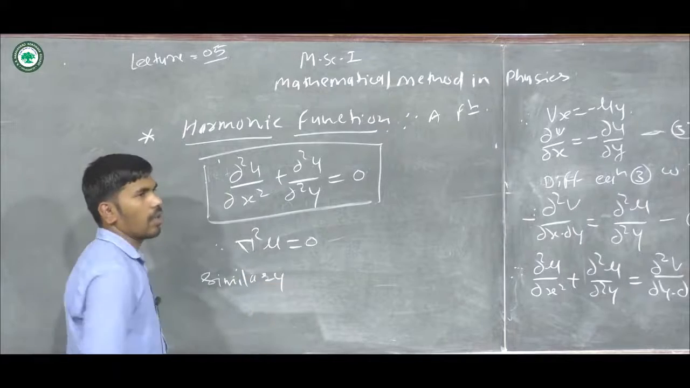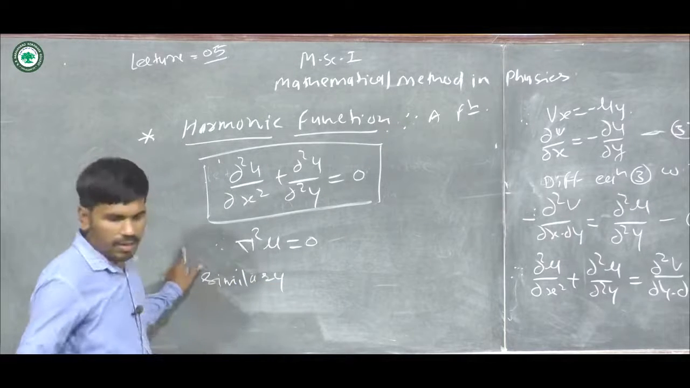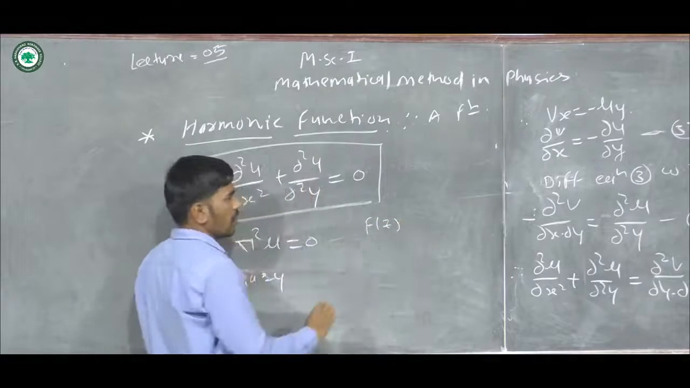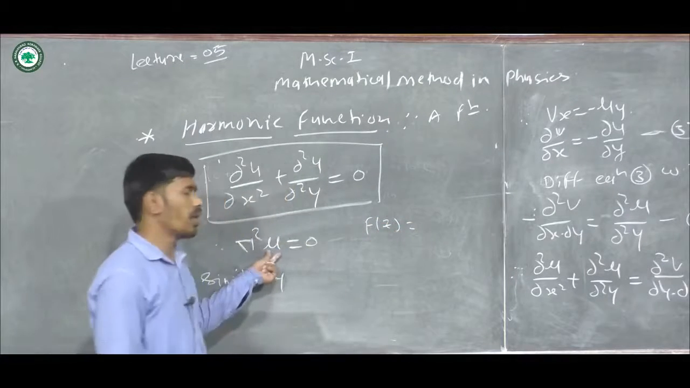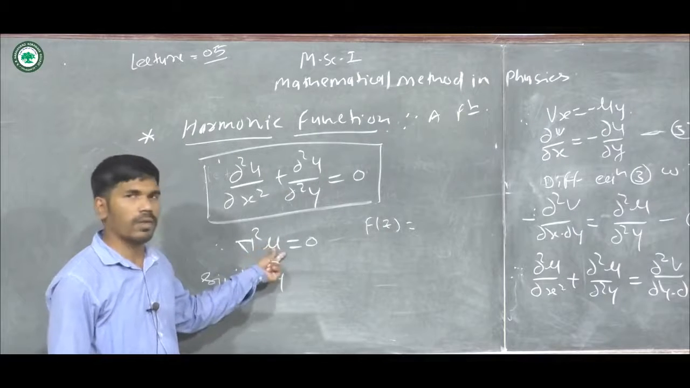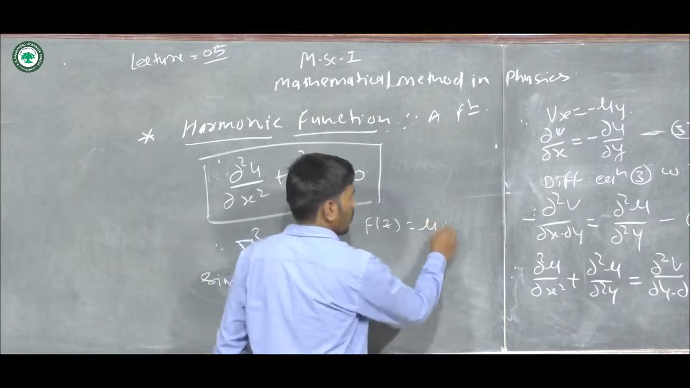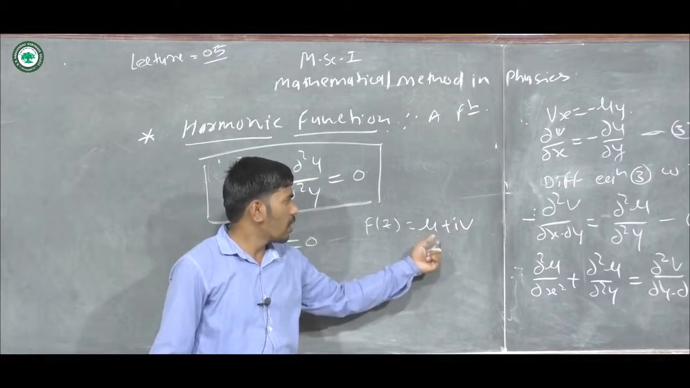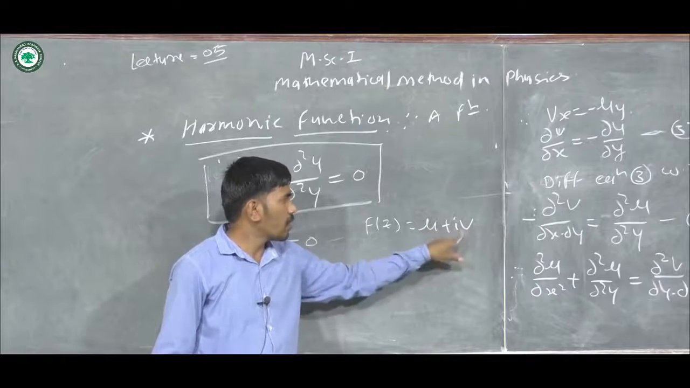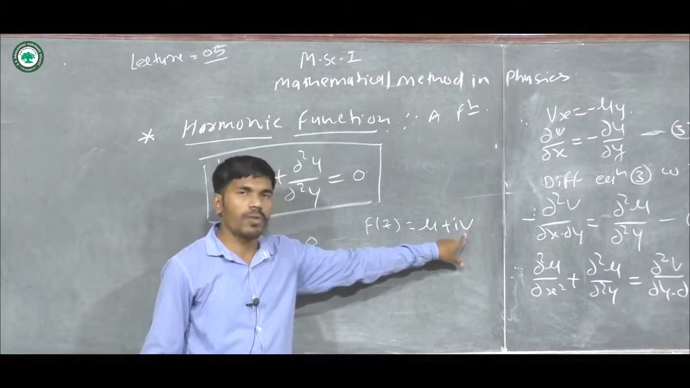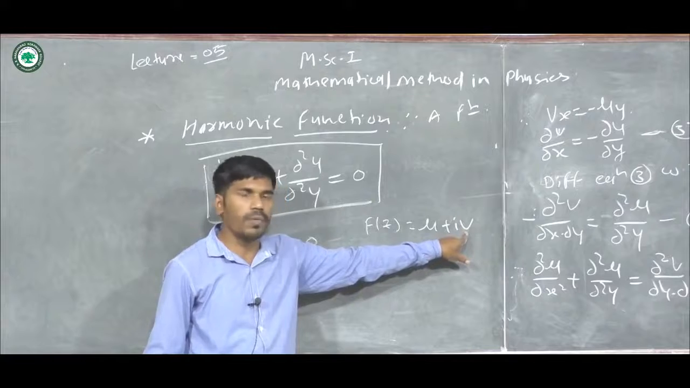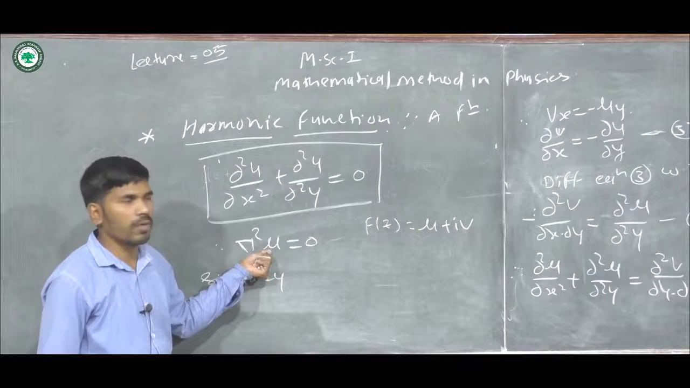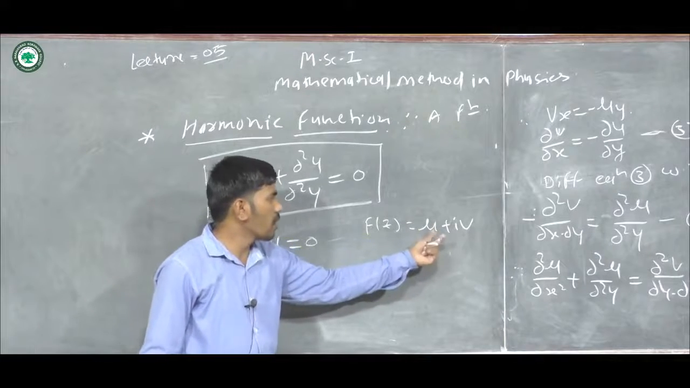Now the next task is, similarly, we can find it for v, because we know that if the function f of z is analytic, then u and v must be harmonic. So f of z is u plus iota into v. If u is harmonic, then its conjugate, v, is also harmonic. The conjugate harmonic function for u is v, if u is a harmonic function. Okay, so this is important.